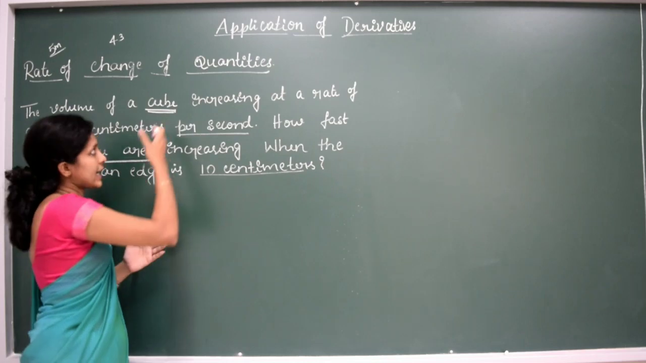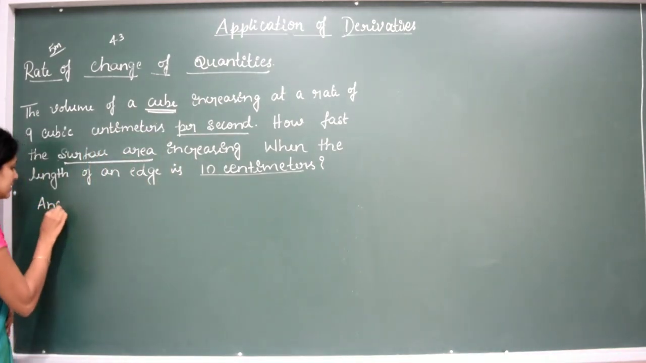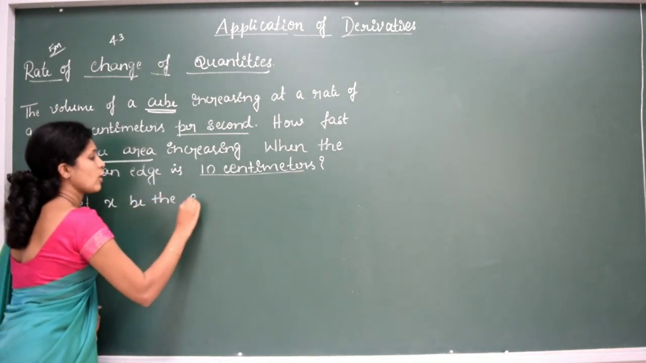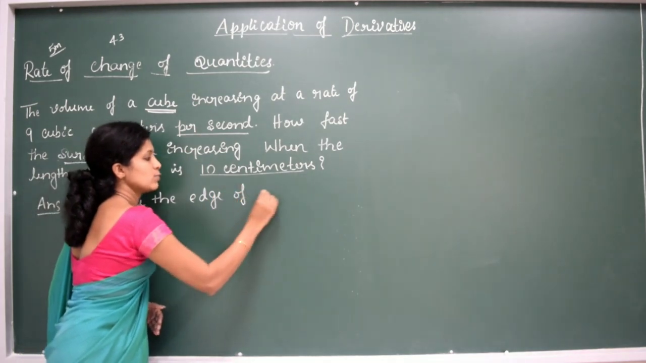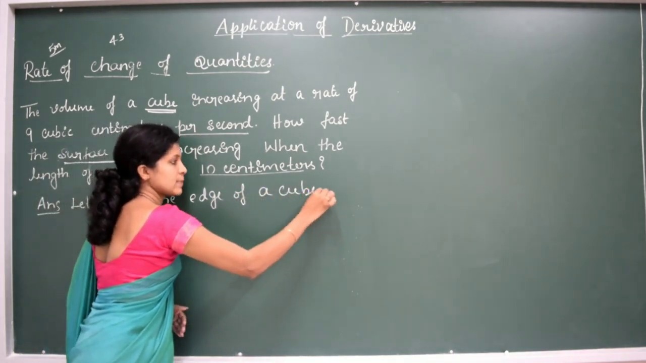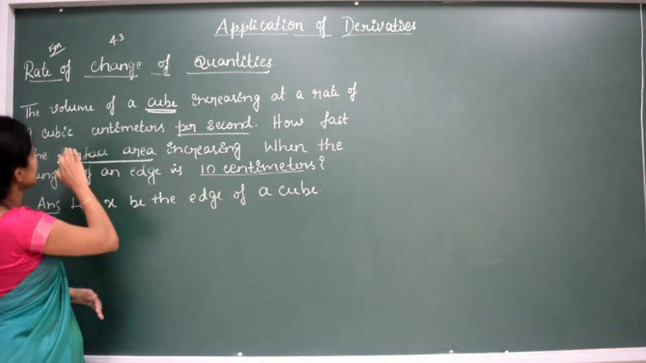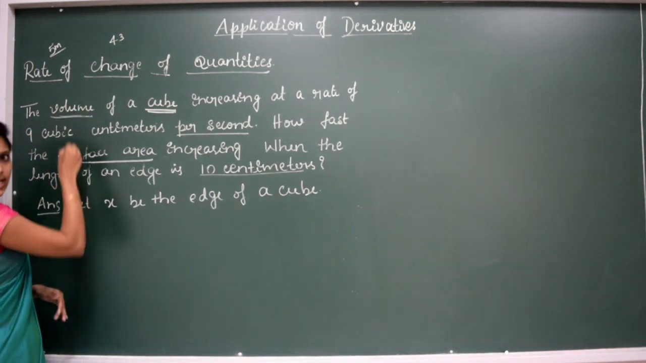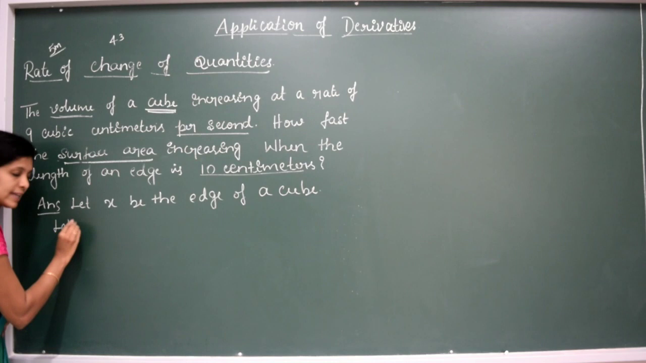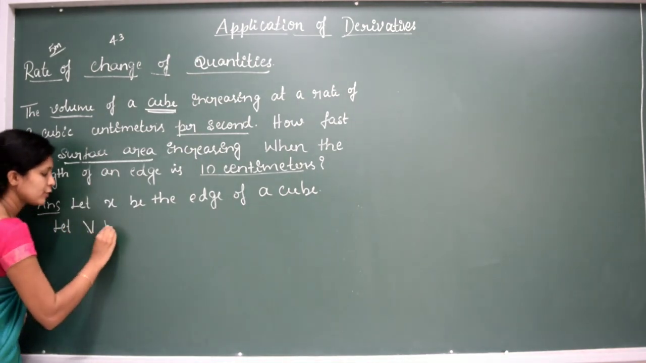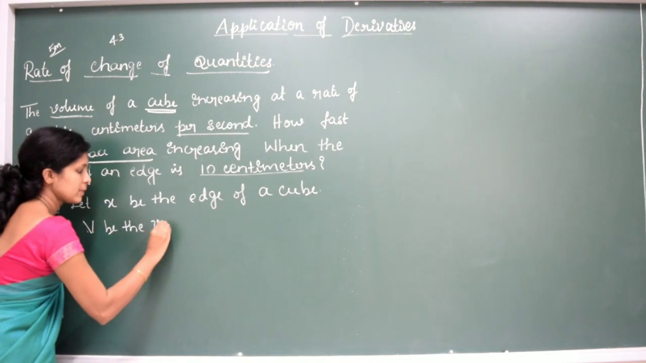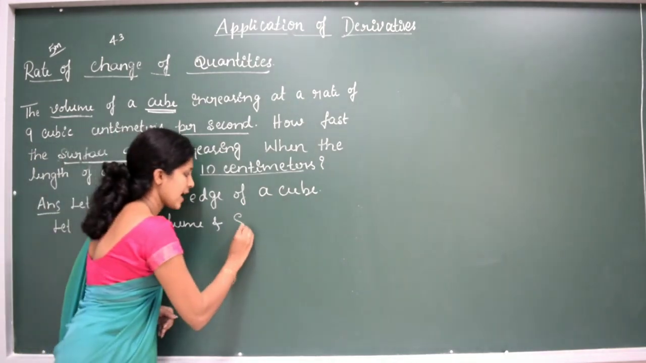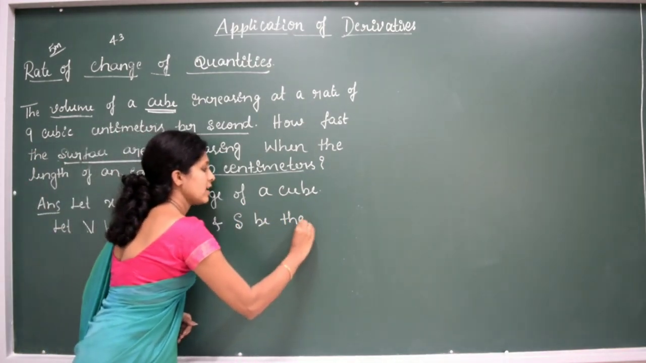Let us consider the edge of a cube. Let x be the edge of a cube. So we have considered x to be the edge of a cube. Now two more things are given. You have to find the surface area, and the volume is given, right? Volume and surface area. What is the volume representation? Let V, a capital V, be the volume, and surface area is represented by capital S. Let S be the surface area. Is it clear?